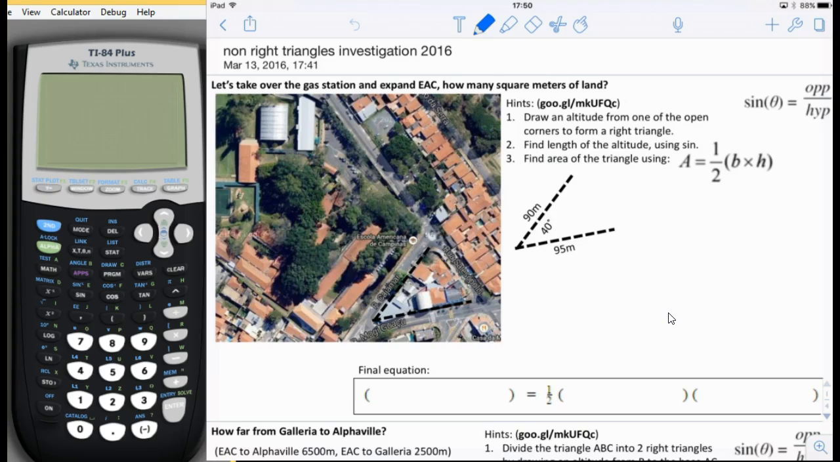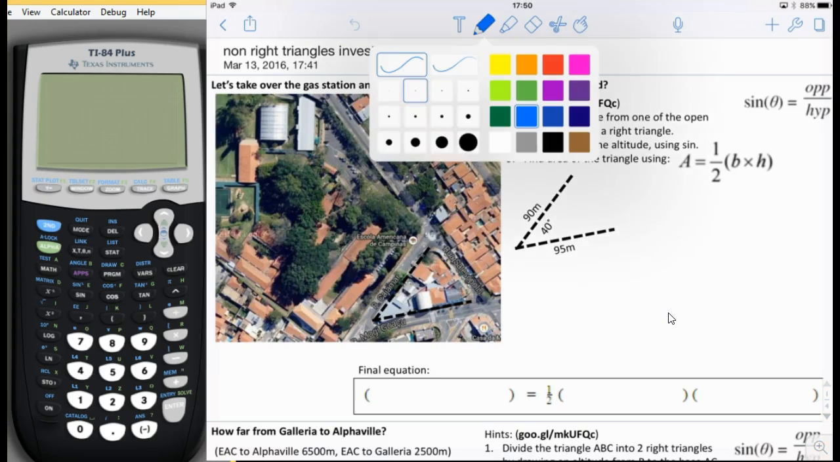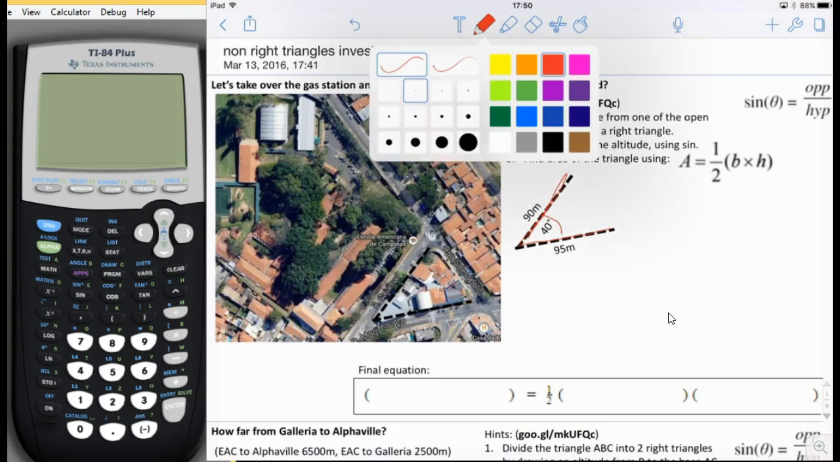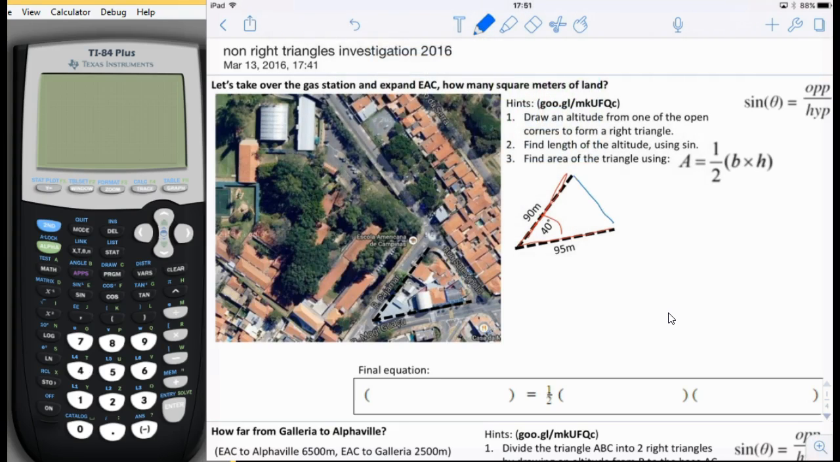It says to find the area of this triangle here. We know that this side is 90 meters, and we know that this side is 95 meters, and we know that the angle between them is 40 degrees. We don't happen to know this side, but it's not necessary, as we're going to see.